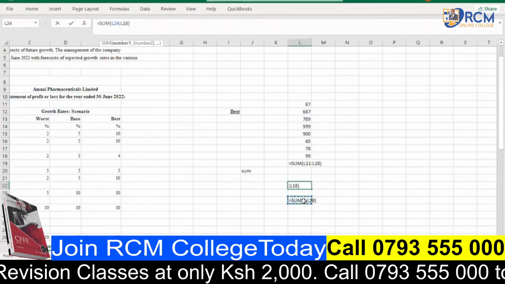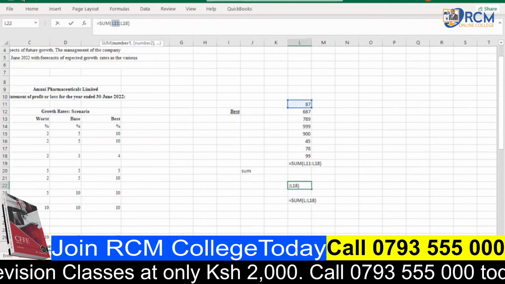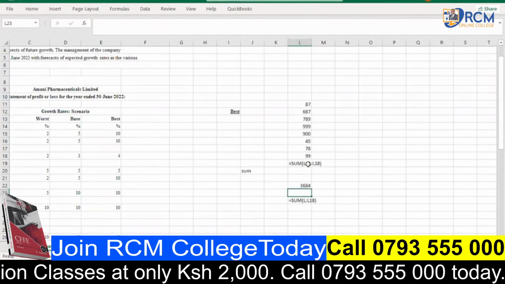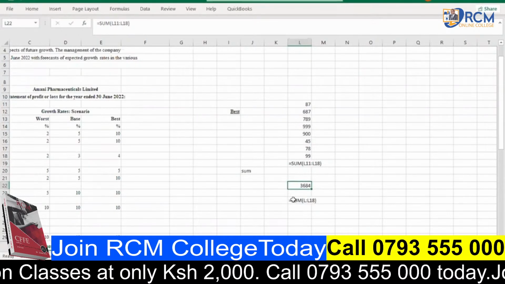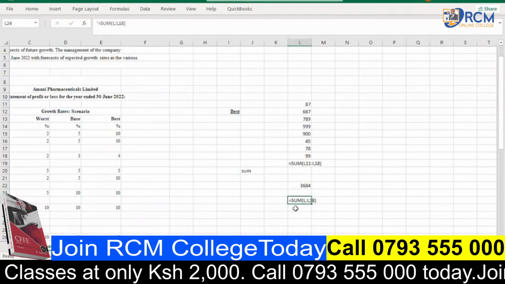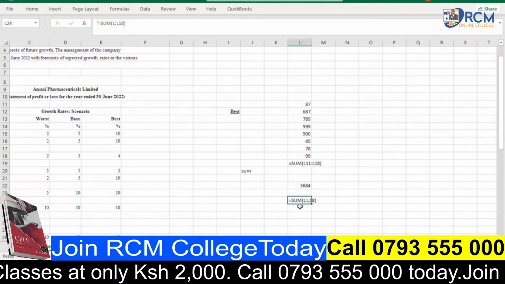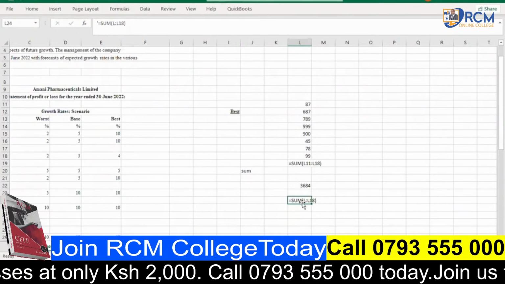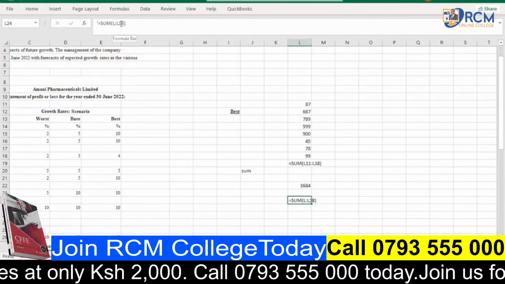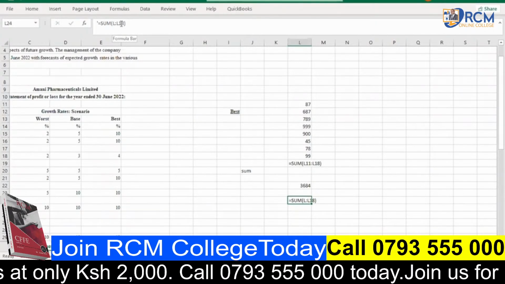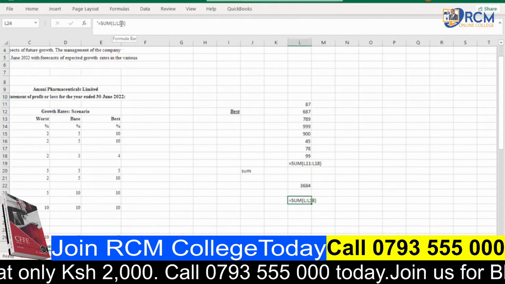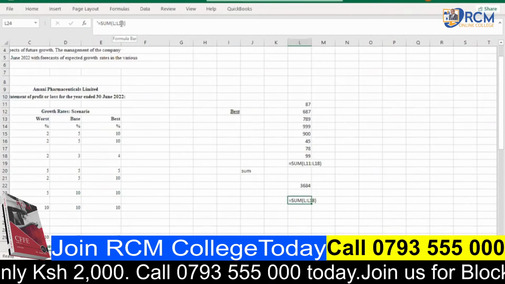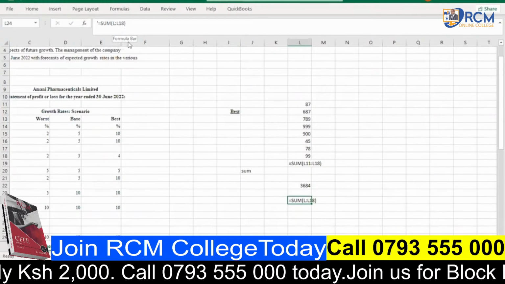If I come to this part here, so if I correct it, it takes me to this other formula. If I come to this part here, see what is now given to me. Yes, section A is multiple choice. You pick the best or the correct answer.